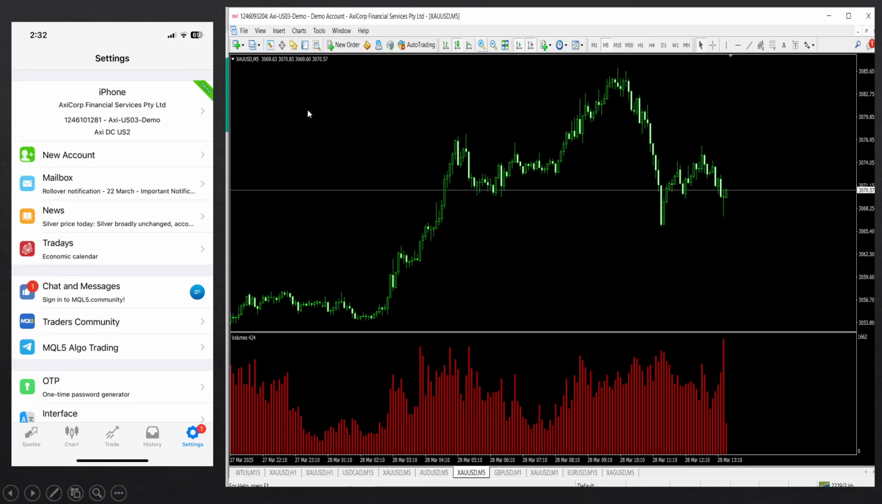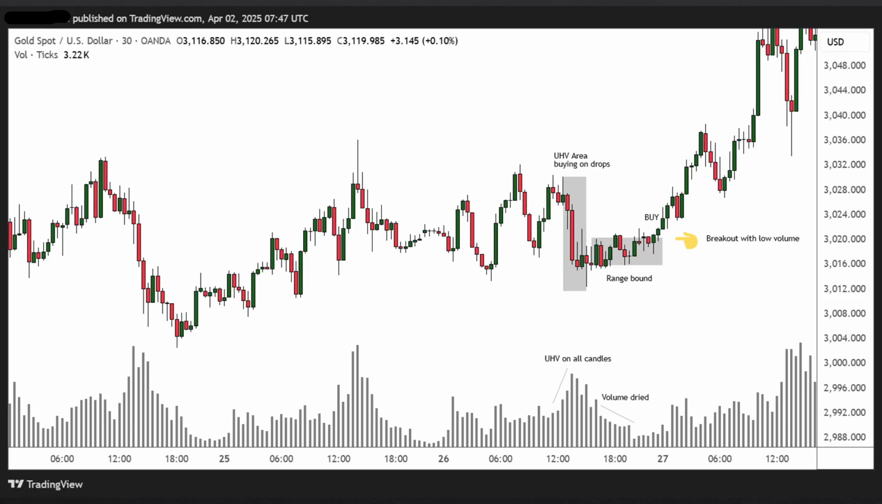Again, we use the ExyTrader demo account on desktop, and on mobile we use the ExyTrader broker to get this tick volume which we read in our trading strategy. For TradingView we use Oanda charts. So this is the gold chart, the 30-minute chart of Oanda.